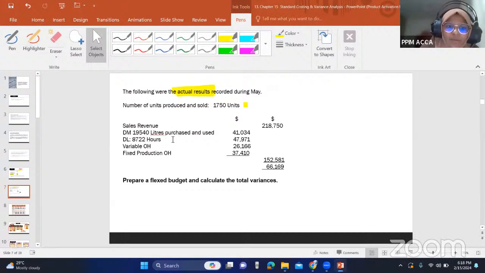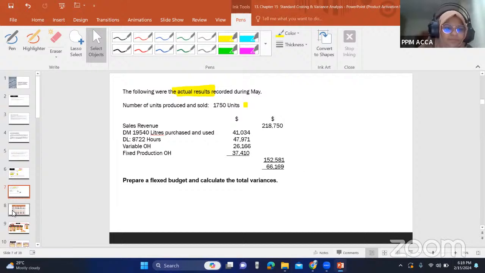Direct material, we have used 19,540 liters and it has cost us 41,034. Direct labor, we have used 8,722 hours. It has cost us 47,971. Variable overheads is this much, fixed overheads are this much. Then we take the total sales minus the cost, and you get the profit. This is the actual profit that you have earned.